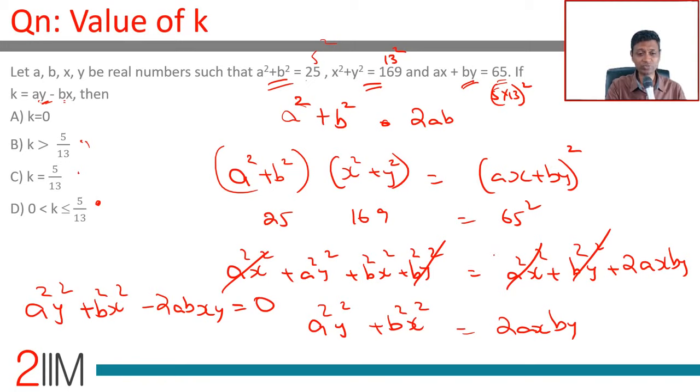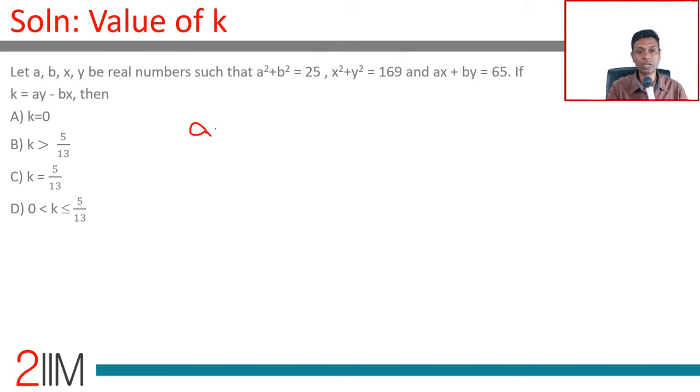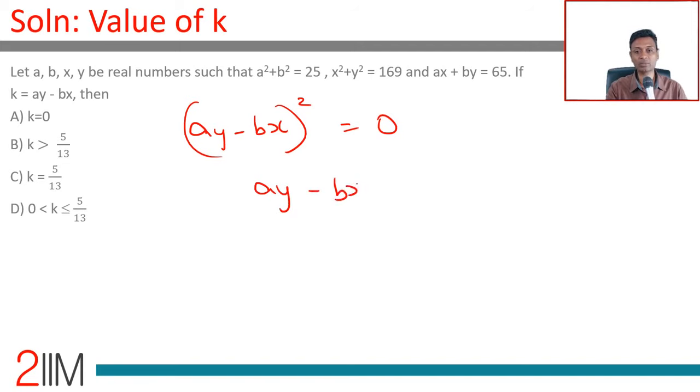Make sense of this and then we are through. Can you think about this and make sense of this? This is nothing but ay minus bx the whole square. Ay minus bx the whole square is equal to 0, or ay minus bx is equal to 0. Delightful question. It was a very, very, very tough question.